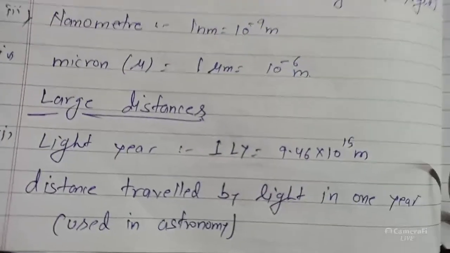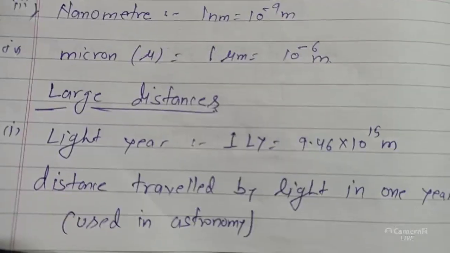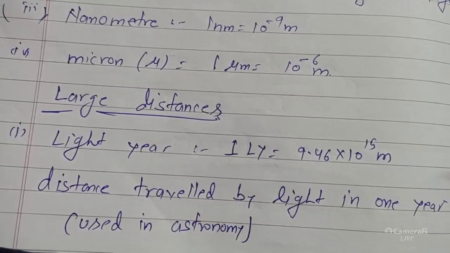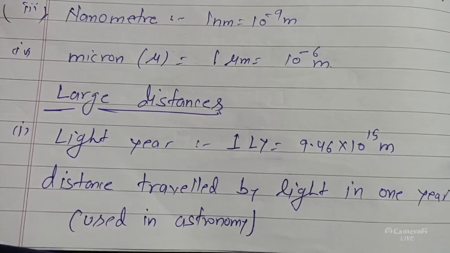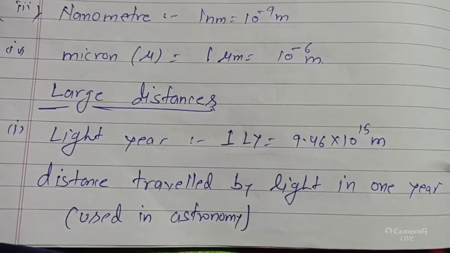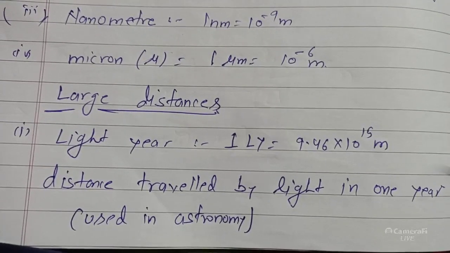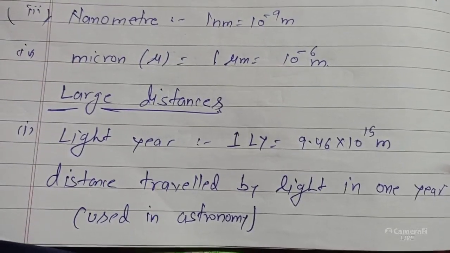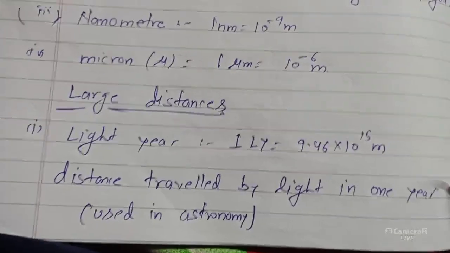Okay, what is the value of light year? As you can see, the value of light year is 9.46 into 10 to the power 15 meter. It is too much. That is why we say that it is a practical unit for measuring longer distances, larger distances. Where is it used? It is used in astronomy. So this is the first practical unit of distance which is used for measuring larger distance. The next one is what?